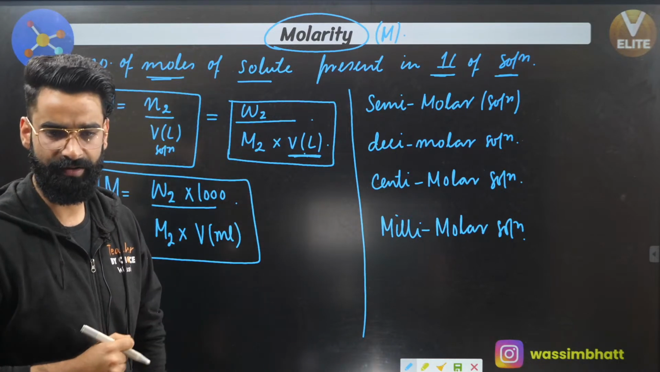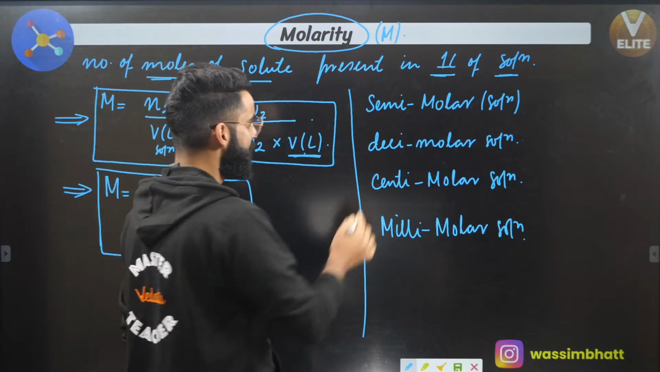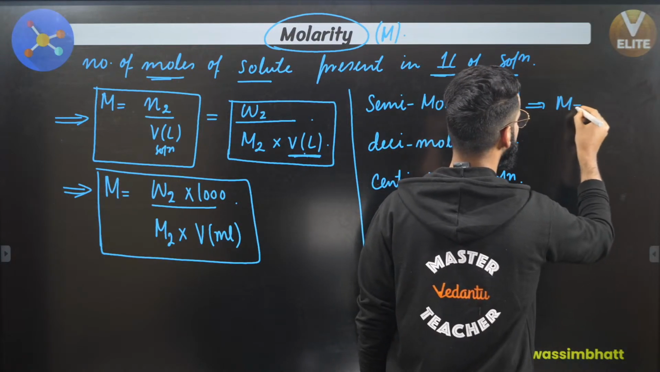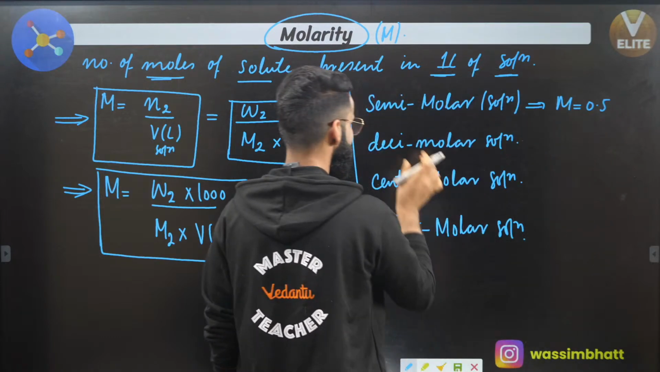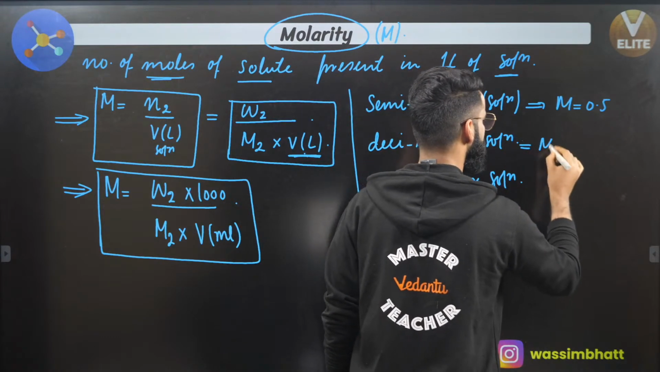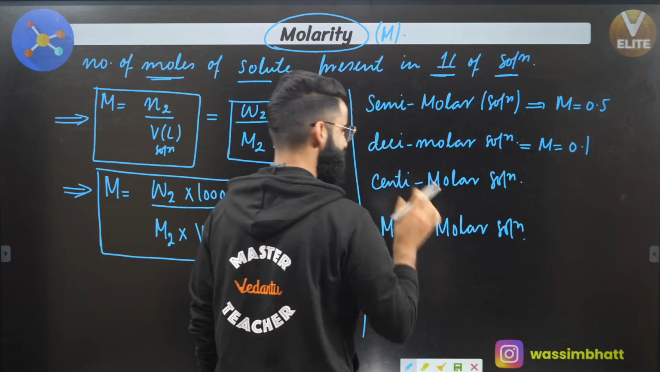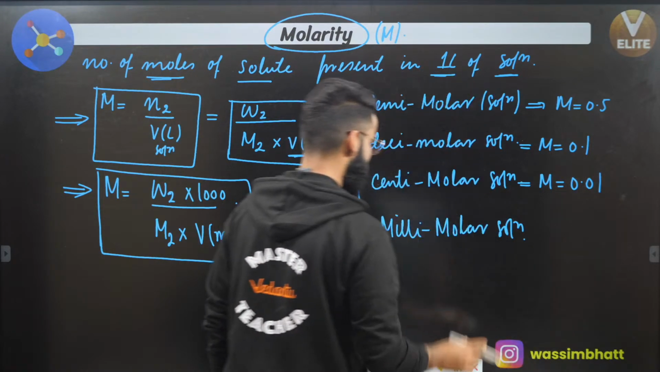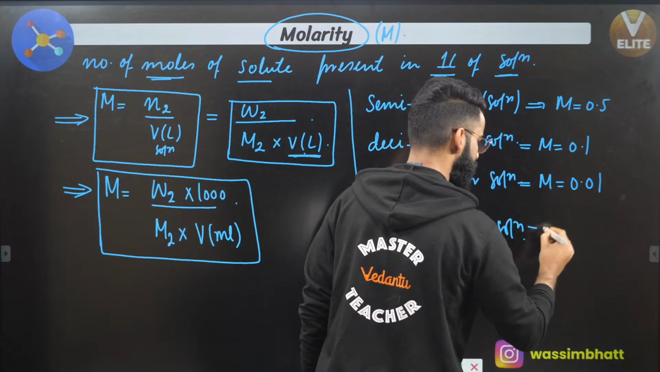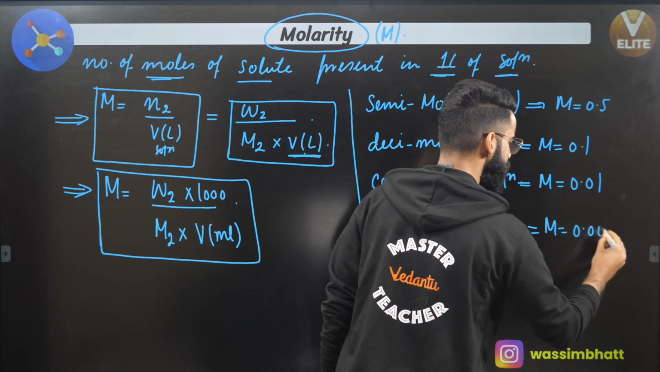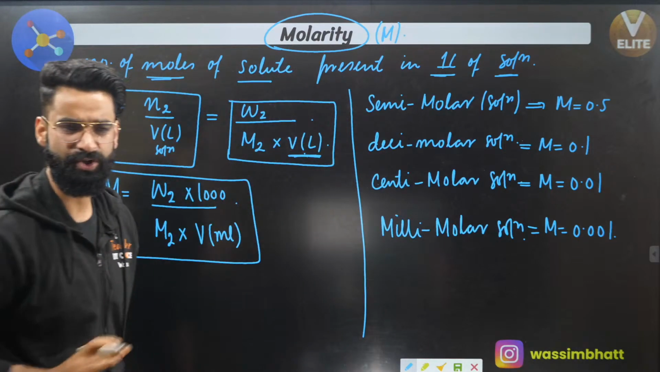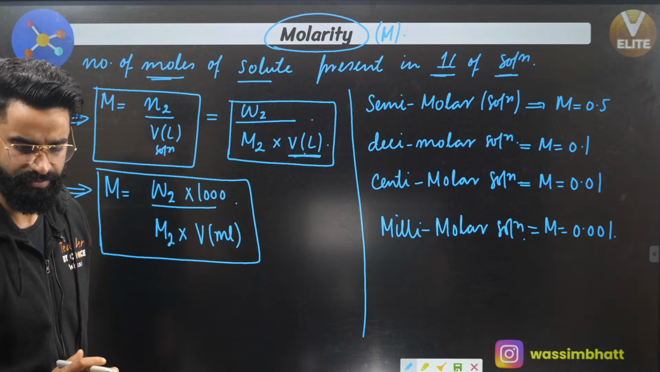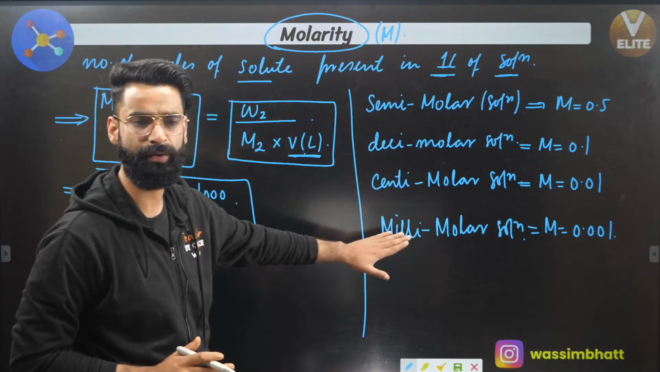What all things can we predict from it? Understand. A semi-molar solution is that solution whose molarity is 0.5. A decimolar solution is that solution whose molarity is 0.1. A centimolar solution is that solution whose molarity is 0.01. And a millimolar solution is that solution whose molarity is 0.001. Simple. These things you are going to remember.